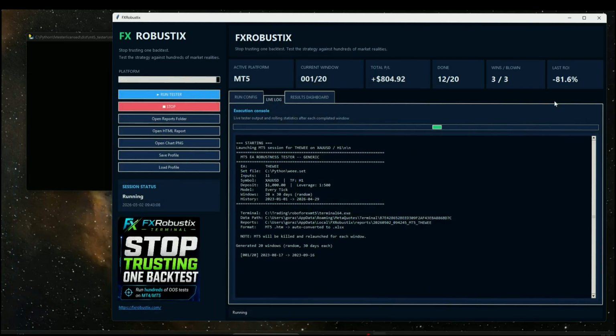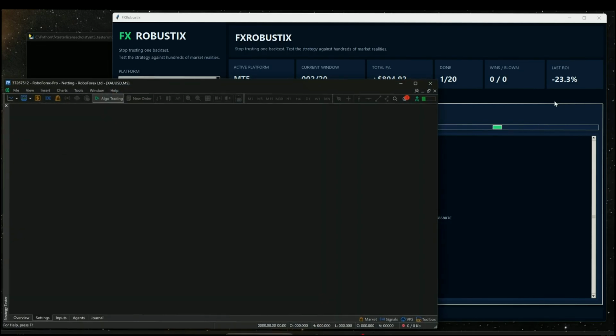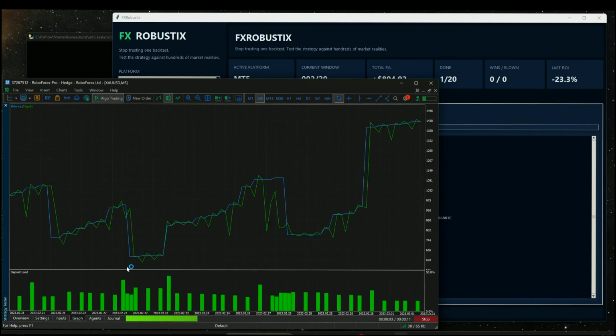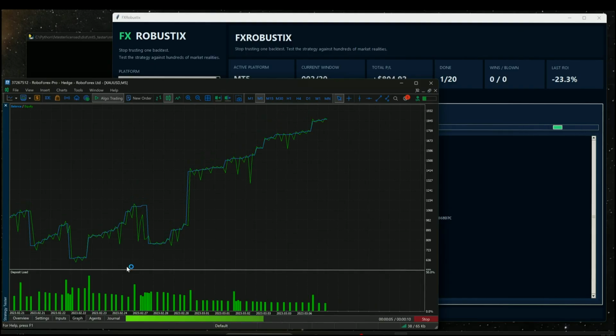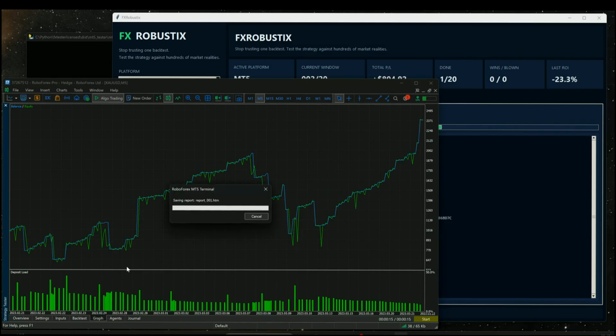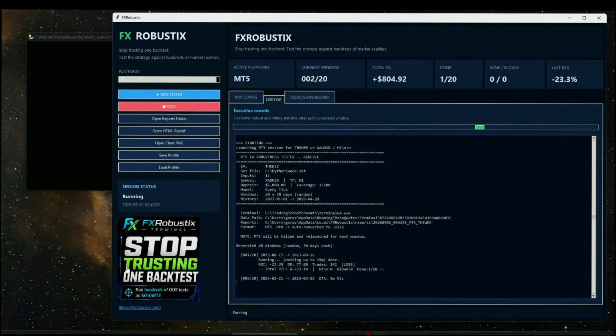So the question becomes, does this EA double accounts more often than it blows them? That is where FXRobustix is powerful. Instead of running one backtest, it runs many tests across different out-of-sample periods, different start dates, and different market conditions. It quickly shows if the EA is robust, lucky, or too dangerous to trade.